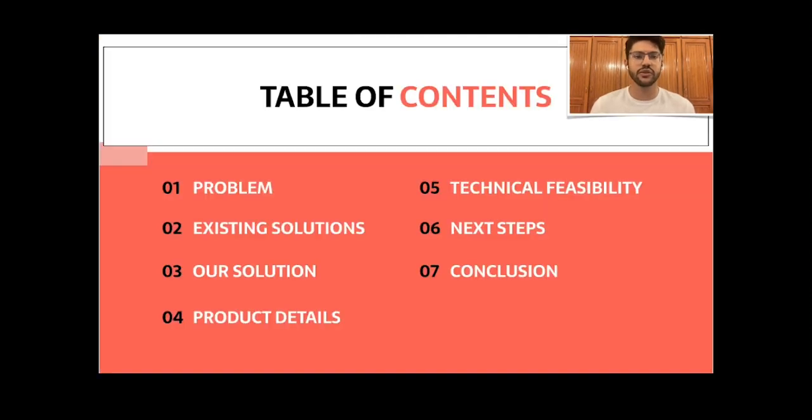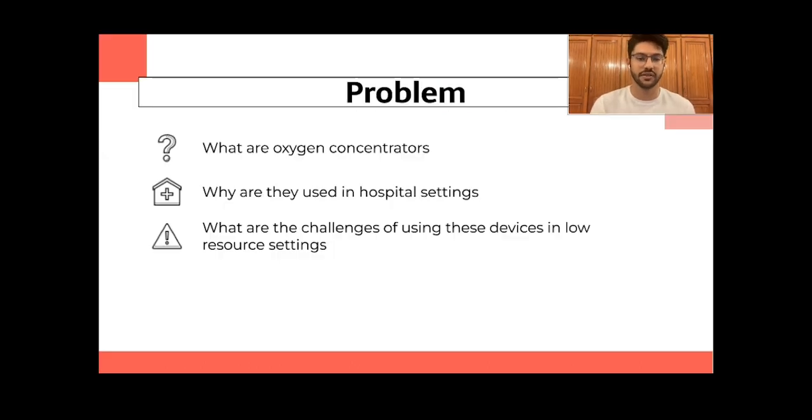Before I jump into the details of the problem as well as the solutions, I just want to go through the table of contents for this presentation. So we'll start with the problem, the existing solutions to that problem, the solution that our team came up with, the details of that solution, including technical feasibility, the next steps for this project if we were to take it to market, for instance, and then finally a conclusion for the project.